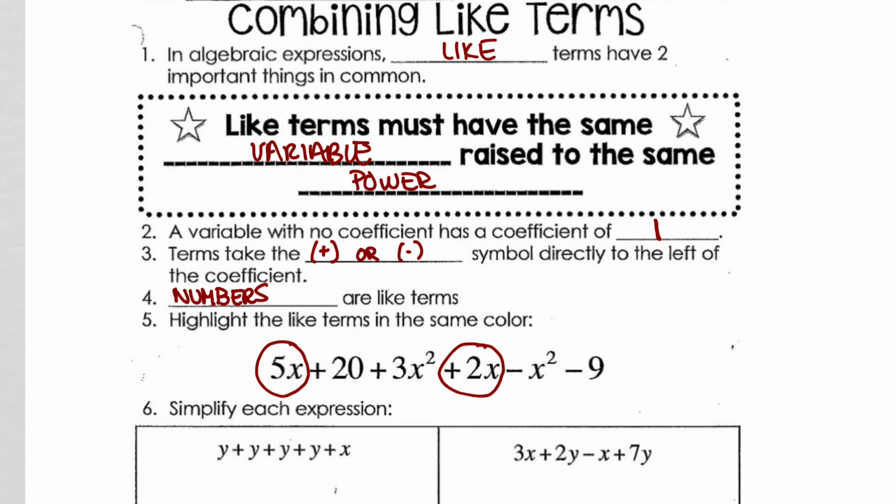And when I sectioned it off, I made sure to include the symbol in front of it. Okay, we also said that this positive 3x squared could be paired up with the negative x squared because they both have the exact same variable to the exact same power. Now, we also said that since this is a plain old number, positive 20 and negative 9, that those could be matched up. Now, to finish these notes out, we're going to be practicing that with a little bit of it.